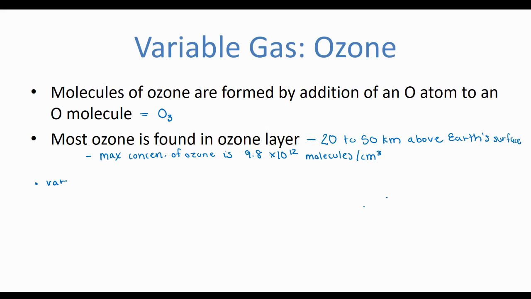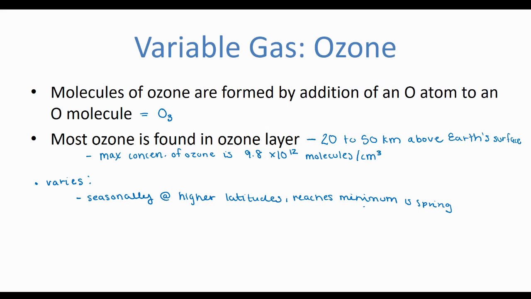This ozone is going to vary seasonally at higher latitudes. It reaches a minimum in the spring. And what we have seen is during the past decades, ozone concentration over Antarctica has dropped due to the presence of CFCs. But what we have also seen is that since most of the world has stopped using CFCs, then the hole in the ozone layer is closing up, which is pretty cool.